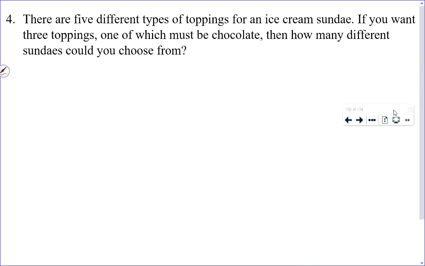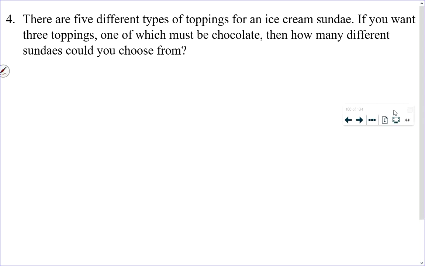There are 5 different toppings for an ice cream sundae, and you want 3 toppings. You're allowed 3. Because you're not crazy, one of them has to be chocolate, right? So what does this mean then? How many different sundaes could I choose from? Well, that means I'm really choosing 4 toppings, and I need 2.